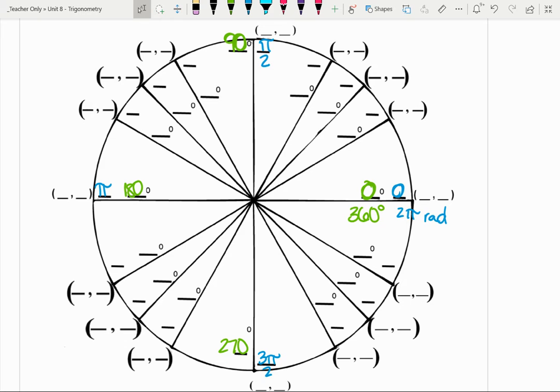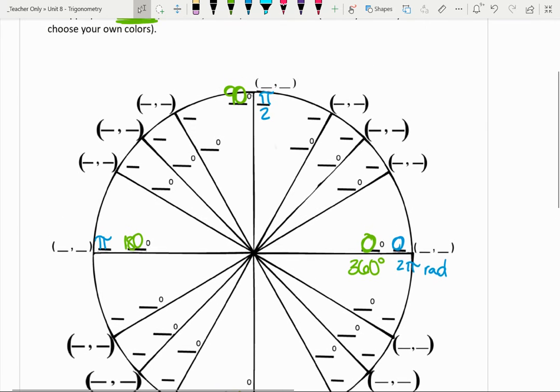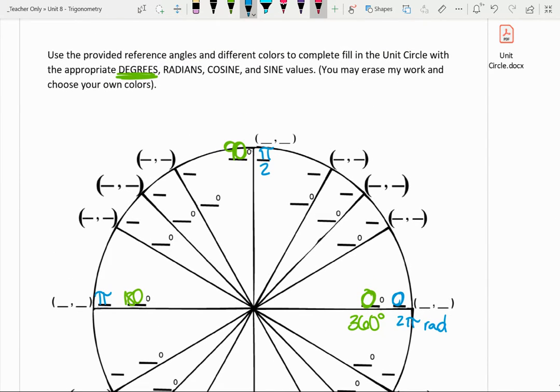I used blue here. Now the other 2 values you need are the associated cosine and sine values. Remember, this is going to help us build our shortcuts towards graphing later. My cosine values are my x values of the coordinate points, and the sine values are going to be the y coordinates. I use values and coordinates interchangeably here. We're talking about those coordinate points, and the x and the y values that go with them.